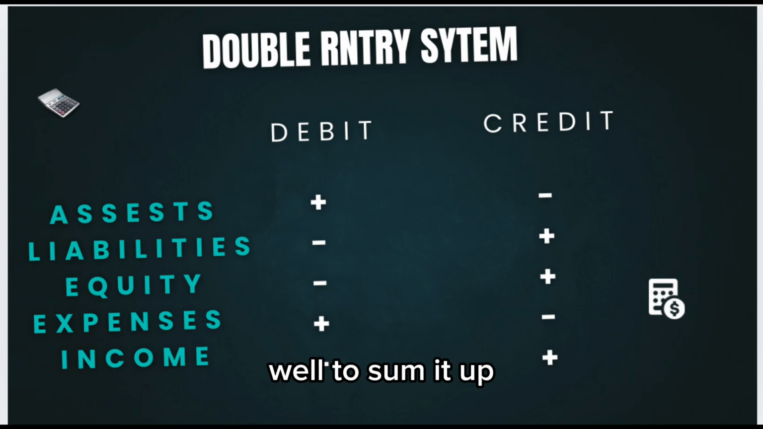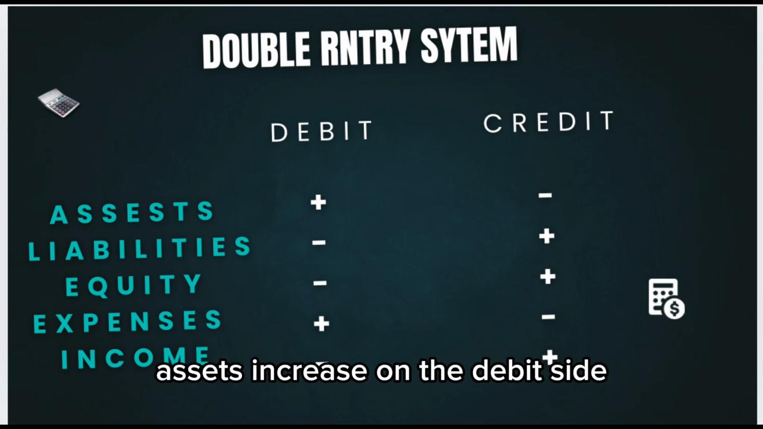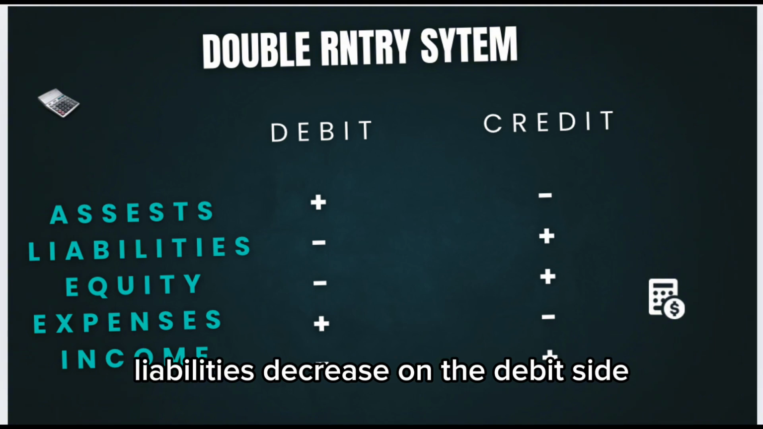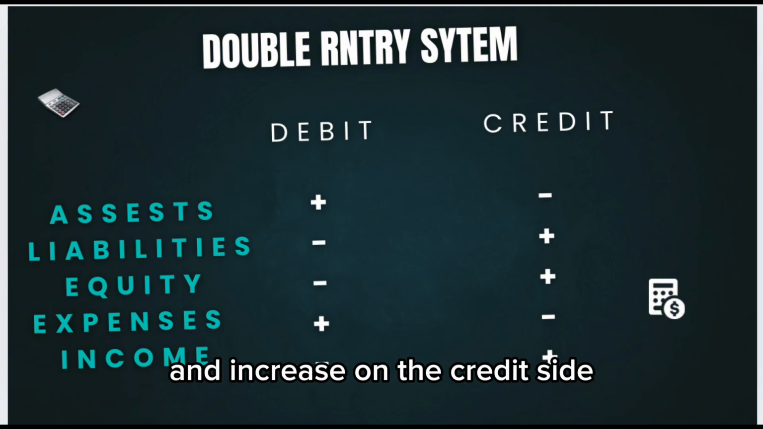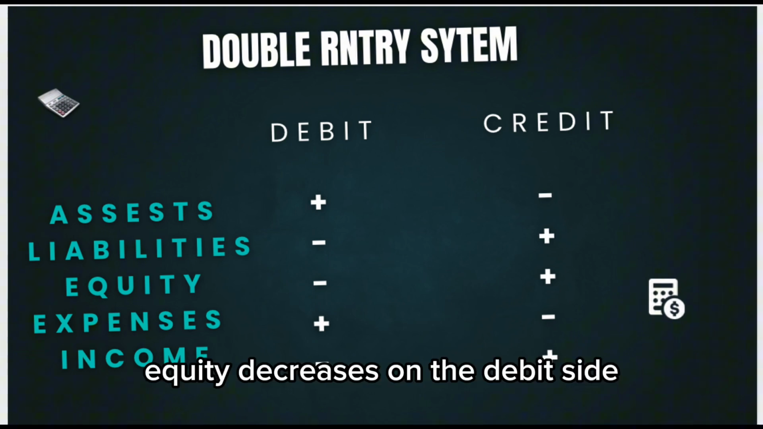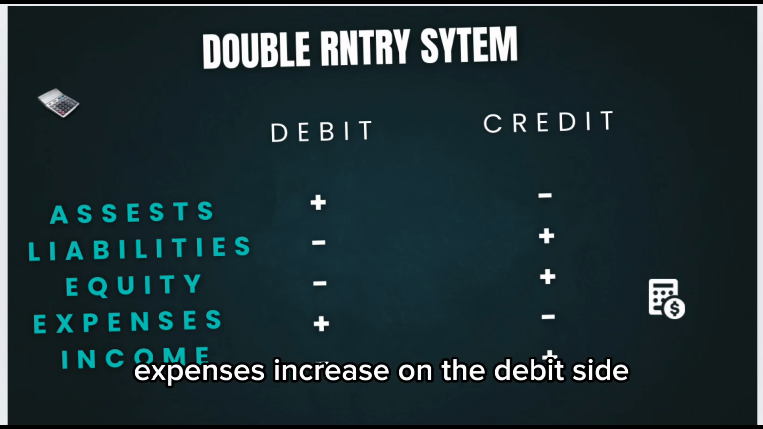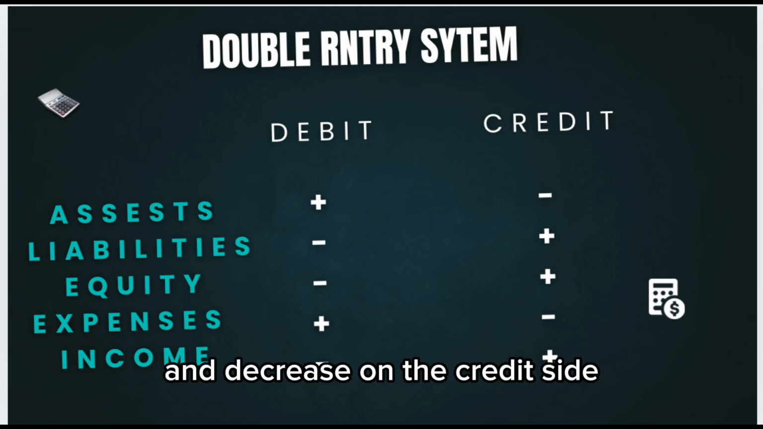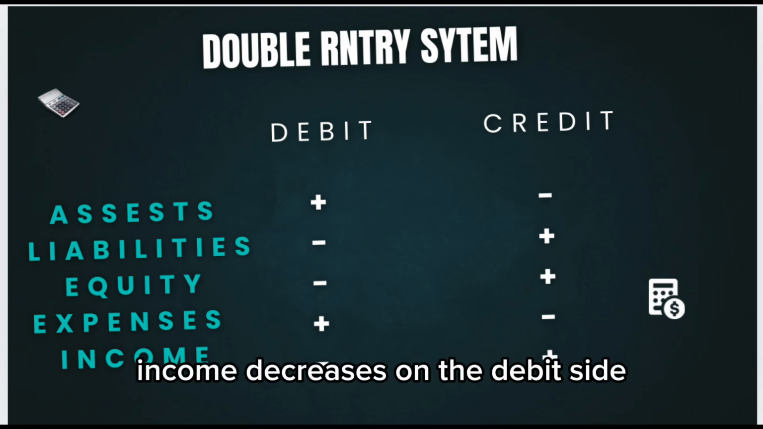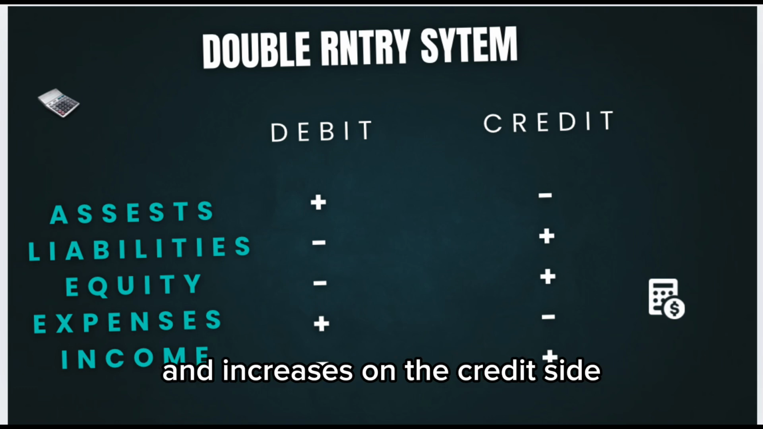Well, to sum it up, assets increase on the debit side and decrease on the credit side. Liabilities decrease on the debit side and increase on the credit side. Equity decreases on the debit side and increases on the credit side. Expenses increase on the debit side and decrease on the credit side. Income decreases on the debit side and increases on the credit side.